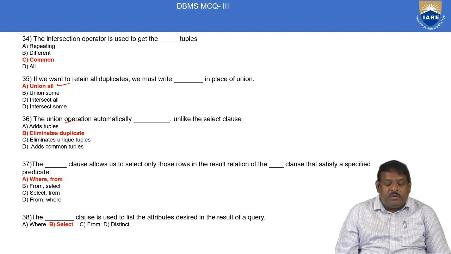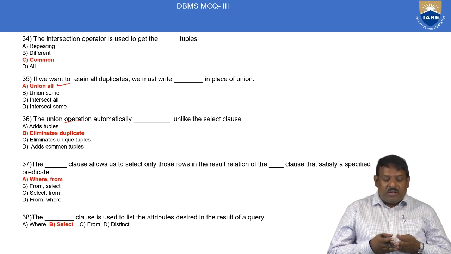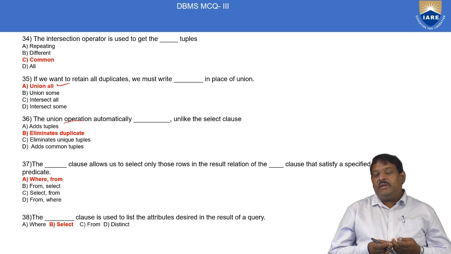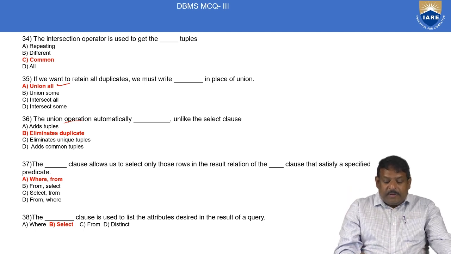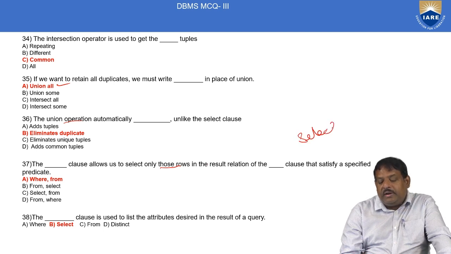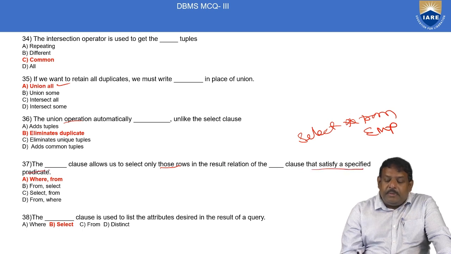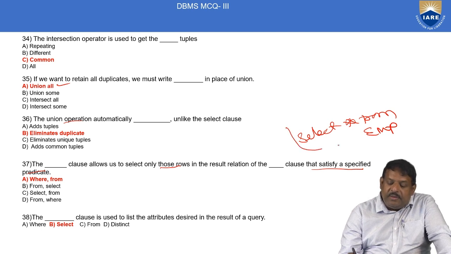Next question. The blank clause allows us to select only those rows in the result set of a query that satisfy a specified predicate. This has to be interpreted. First, let us write an example: select star from EMP. Here, the clause allows you to select only those rows in the result set that satisfy a specified predicate. So this is going to give us some data.